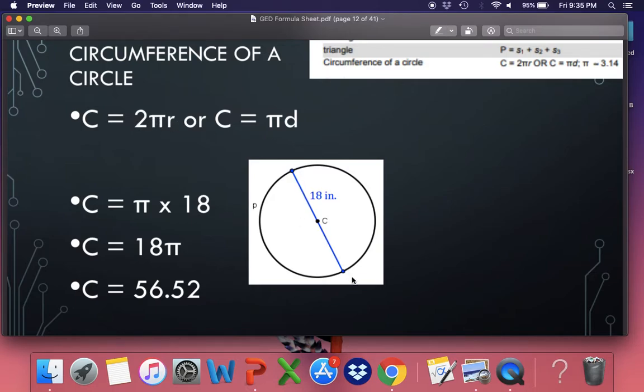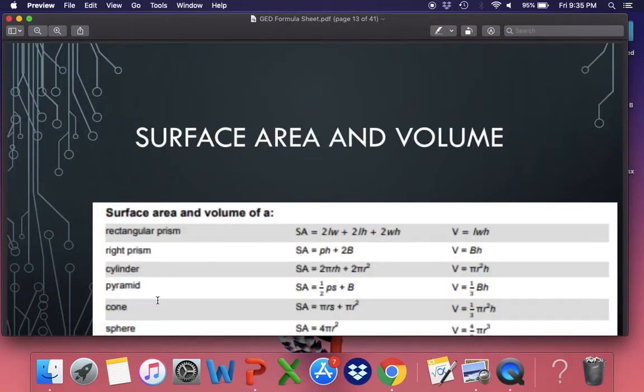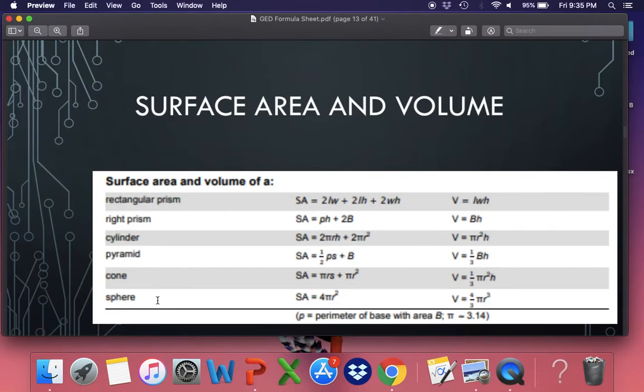If it is a diameter, though, it'll be diameter times pi, which is what you have here. So if you plug into your calculator pi times 18, the calculator will give you 18 pi. You then have to convert it by hitting the conversion button, which is just above the enter button on your calculator, and you'll get 56.52. Now we move on to surface area and volume.